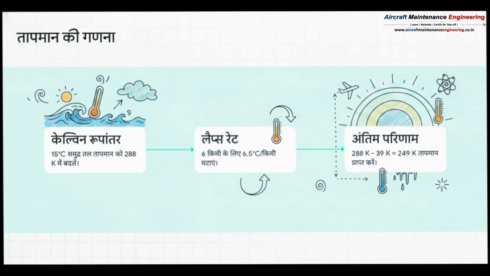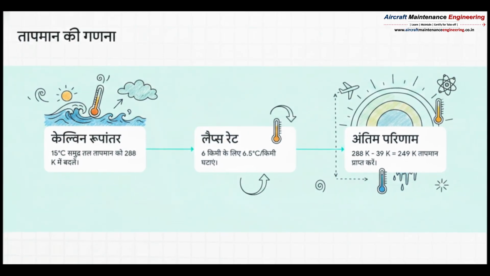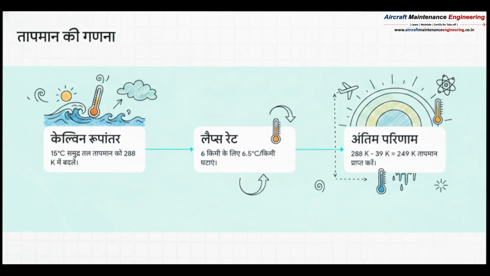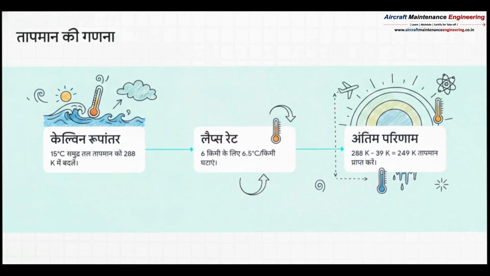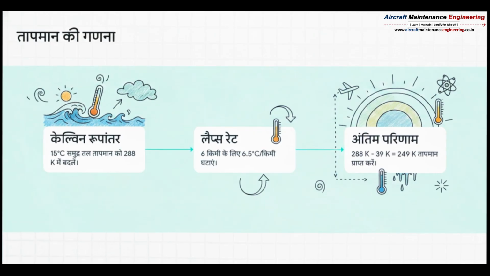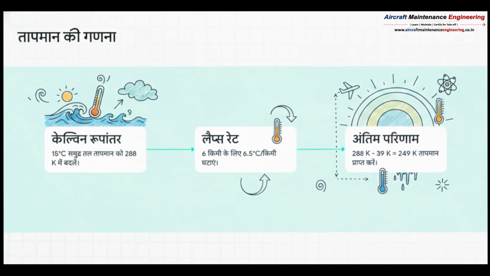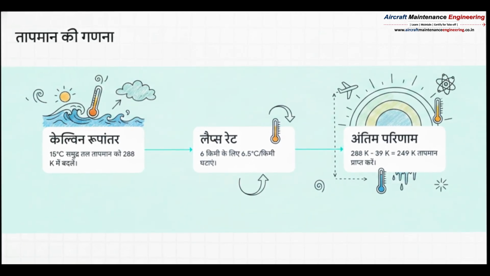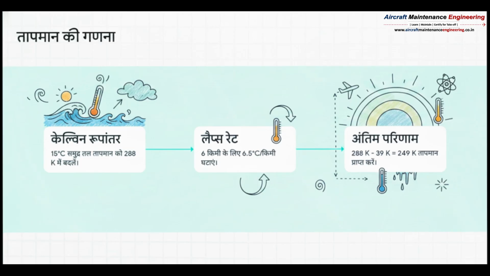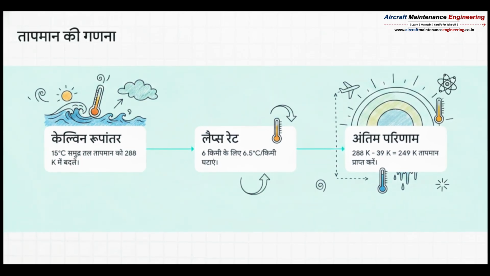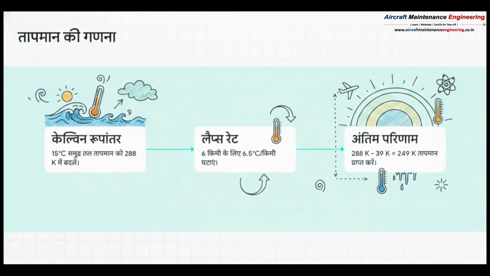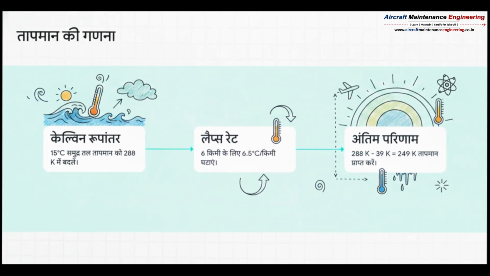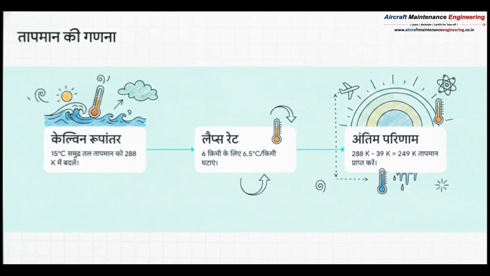Let's do a practical step-by-step calculation, straight from AC Kermode's principles to find the temperature at a 6-kilometer altitude. Step 1. Convert the 15 degrees Celsius sea level temperature to Kelvin, which gives us 288 K. Step 2. Apply the standard lapse rate, which is a drop of 6.5 degrees Celsius per kilometer, resulting in a 39 Kelvin drop over 6 kilometers. Step 3. Subtract 39 from 288 and we get 249 Kelvin. Mastering these small calculations is a surefire way to score high marks.